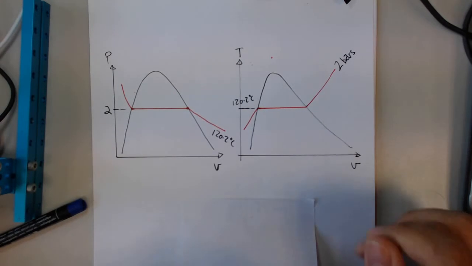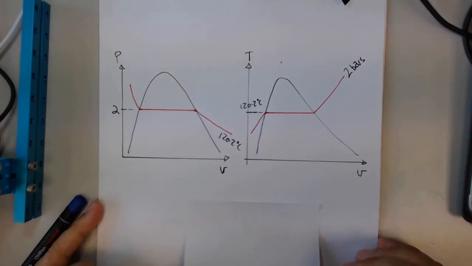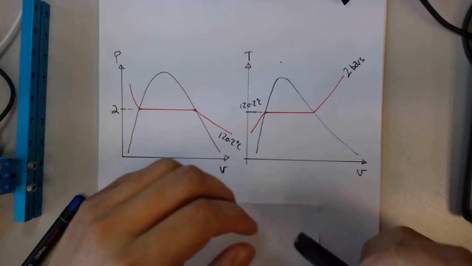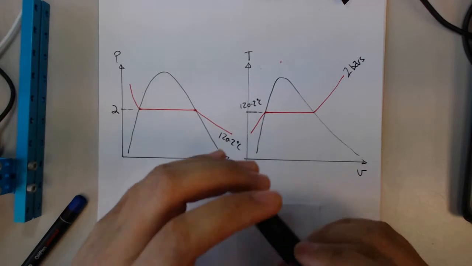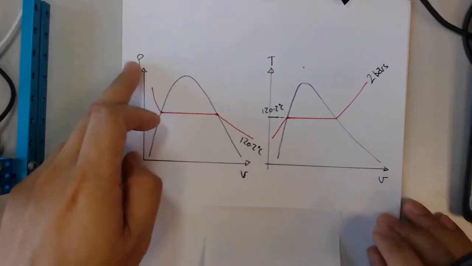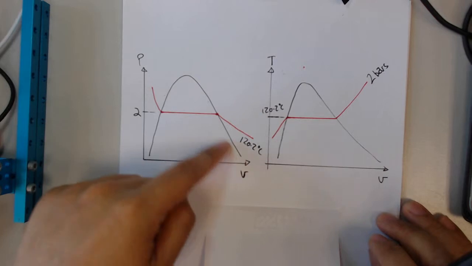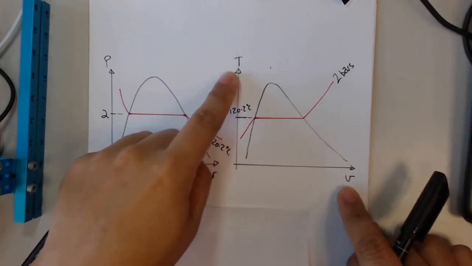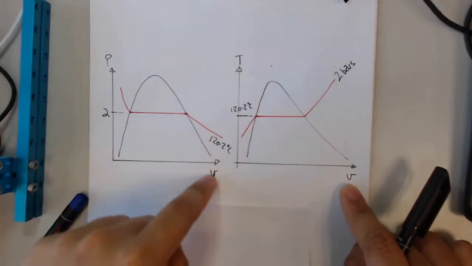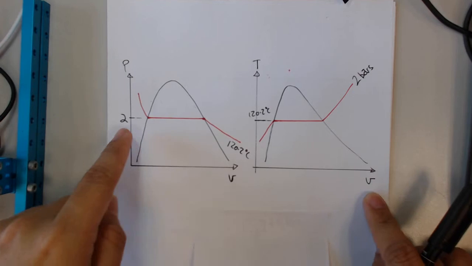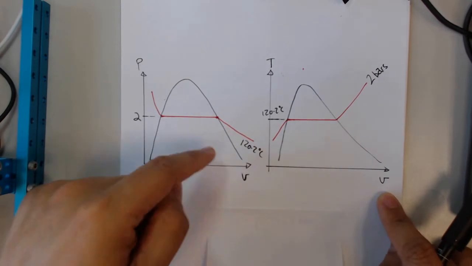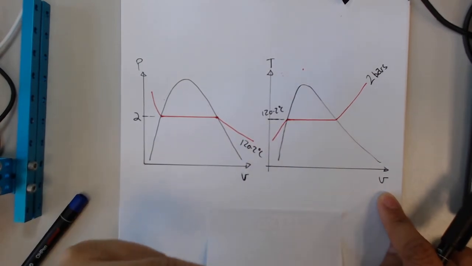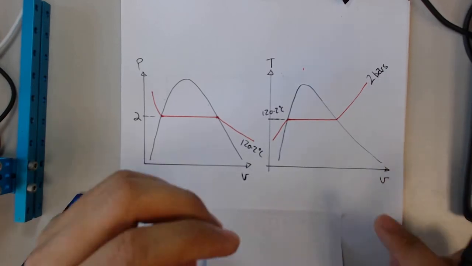Hello everyone. Today we're going to have a quick look at the phase diagram, okay? Usually when we plot the phase diagram, it is in terms of a PV graph, a PV chart, or a temperature and specific volume. So PV or TV.